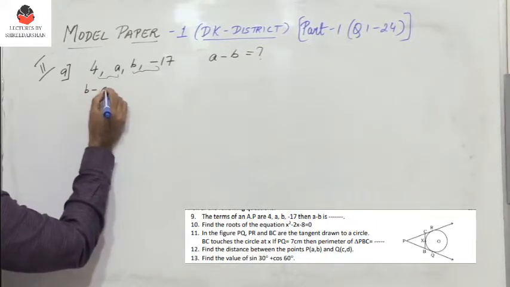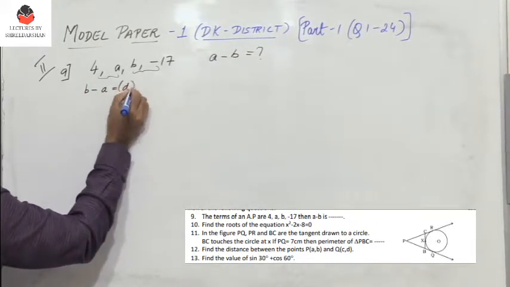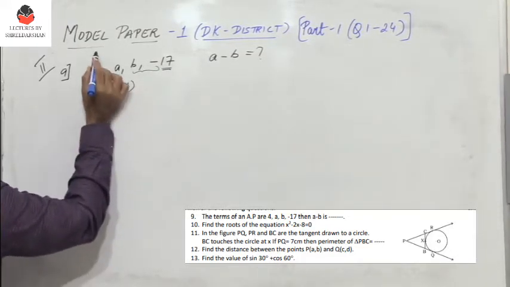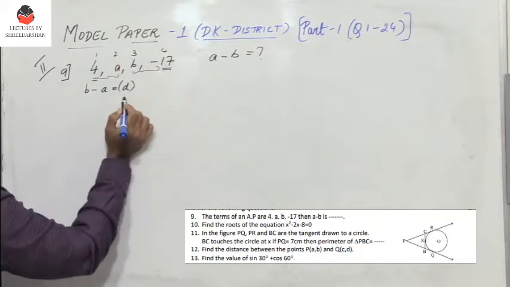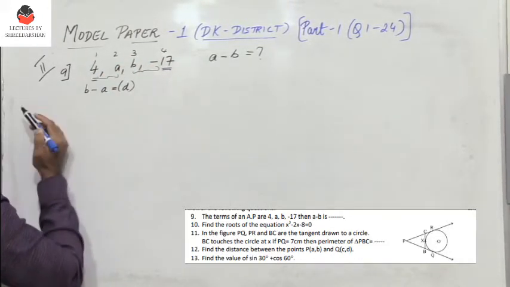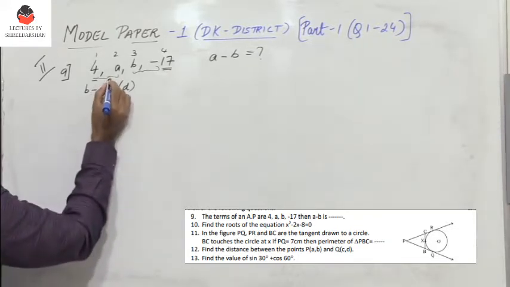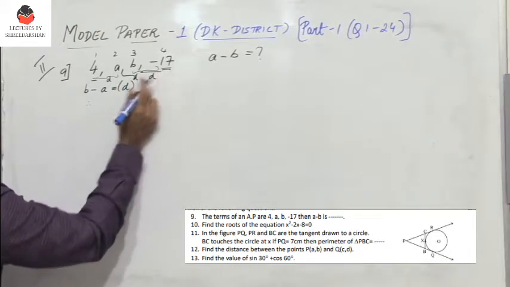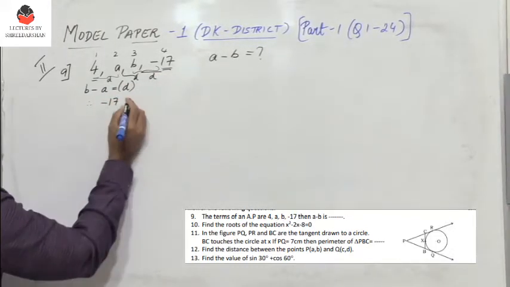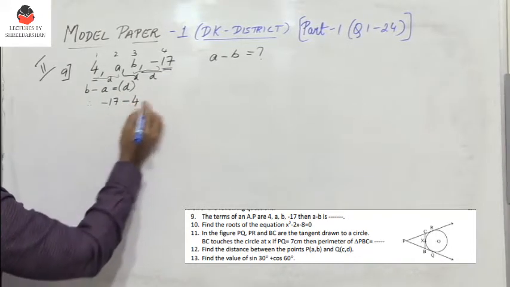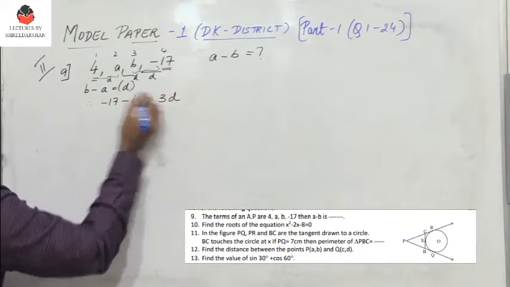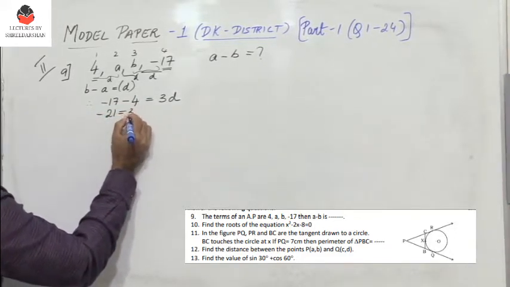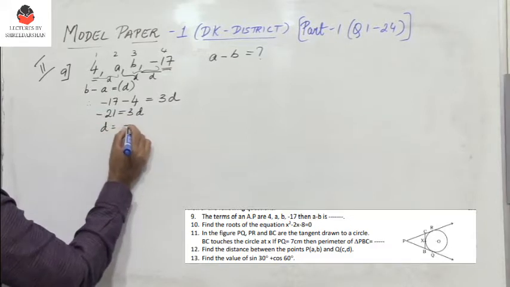So B minus A is nothing but the common difference D. Now let us see what is the difference between this term and this term. This is the first, second, third and fourth. The common difference between the fourth and the first term is 3D, because this is D, and this is D. So the fourth term, which is minus 17, minus the first term, equals 3D. So minus 17 minus 14 is minus 21 equals 3D, or D equals minus 7.